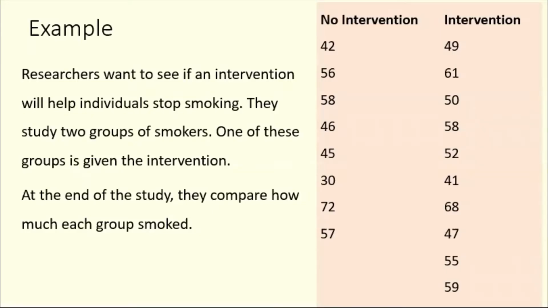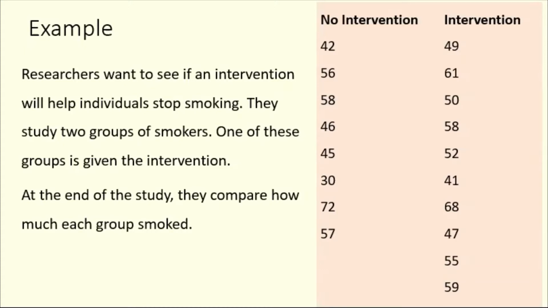In this video, we'll be going through an entire example of an independent t-test from start to finish, going step by step through that hypothesis testing procedure in this independent t-test situation. Let's get started. In this example, we see a group of researchers who want to see if an intervention will help individuals stop smoking, and they study two groups of smokers.